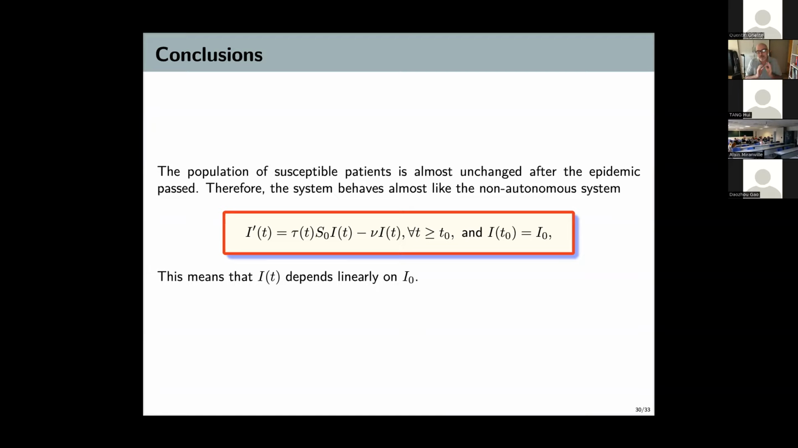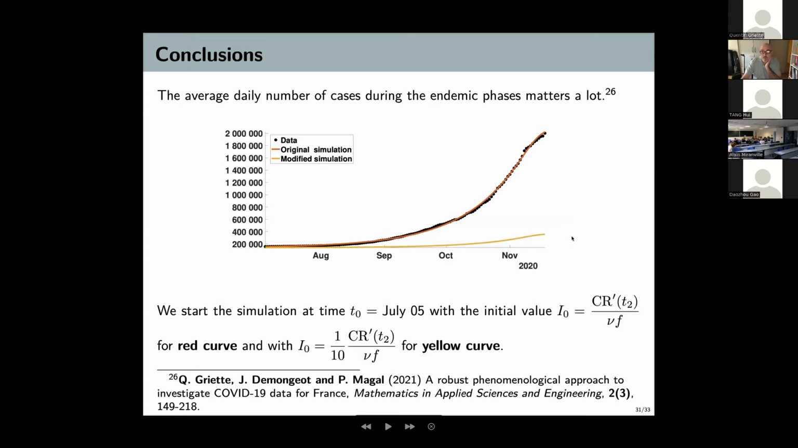So the point is, a good model is actually linear, so S should remain constant. But the point is to evaluate the transmission rate, and to evaluate I zero. Why is I zero so important? Because you divide by I zero, you divide by the number of cases actually. So that's one reason for which the predictions are usually so wrong: nobody is taking care of the initial value. It's not even mentioned in most of the papers, by the way.